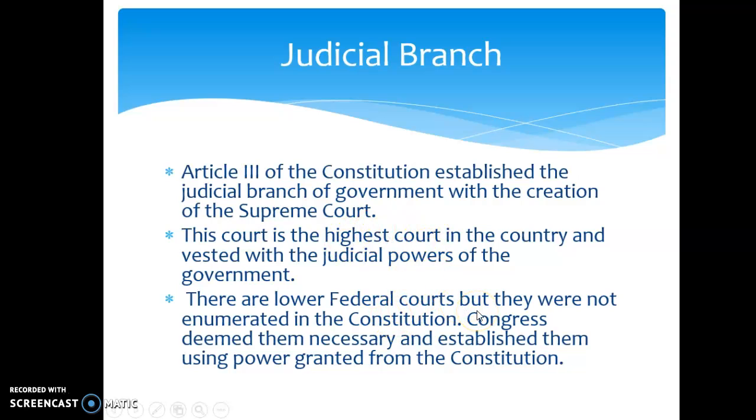And there are lower courts, but they are not enumerated in the Constitution. In other words, the Supreme Court is the only court which is specifically written into our Constitution. We have lots of other federal and state courts and court systems, but those are not specifically enumerated or listed in the US Constitution.